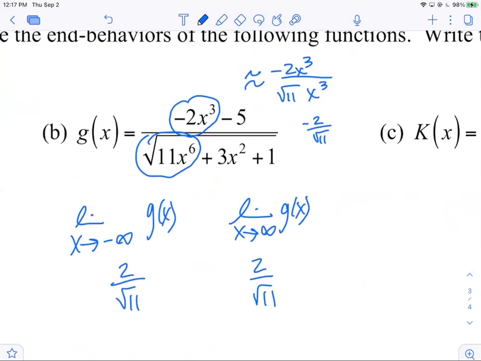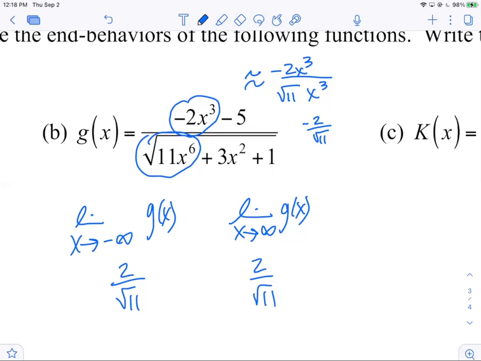Now to get the sign, you plug a representative number into the actual function, leading terms only, okay? So as I go to negative infinity in the top, negative cubed is negative. Negative times -2 is positive. And of course, the bottom is always positive. So positive over positive is positive. So now the left end behavior is +2 over the square root of 11. And by the way, you can leave it like that. You don't have to rationalize.